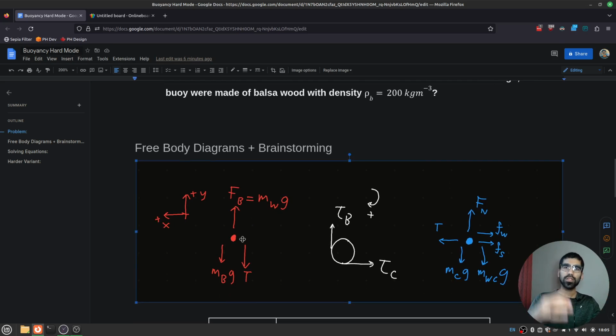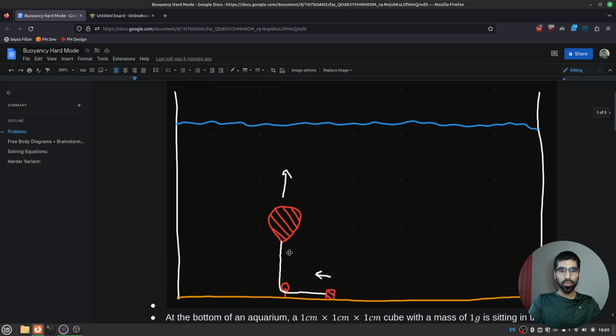In terms of what is pulling the buoy downwards, first you have the weight of the buoy itself, and then you also have this rope. The tension in that is pulling downwards.